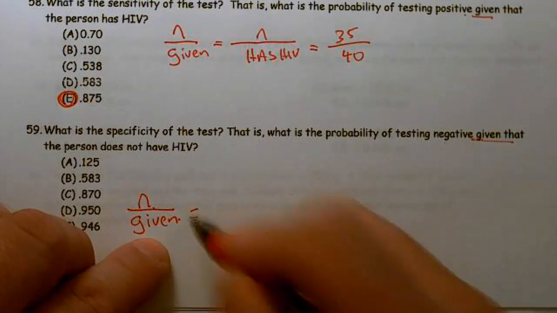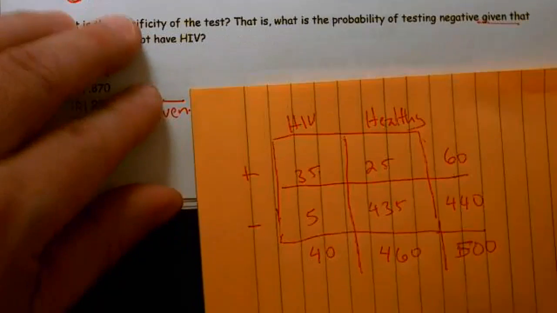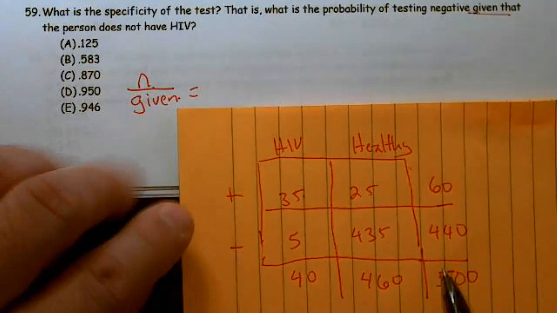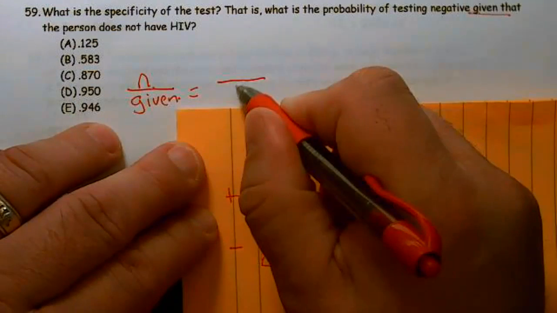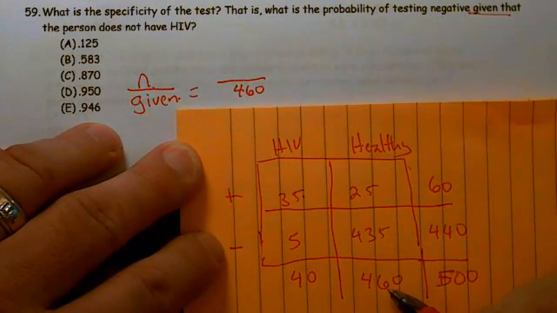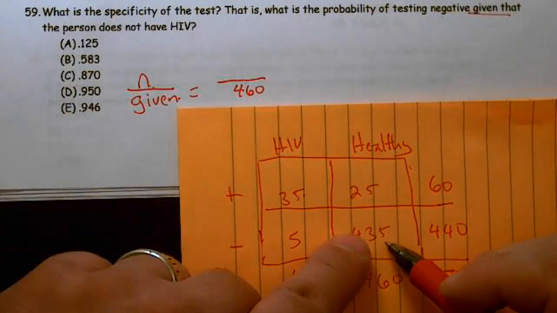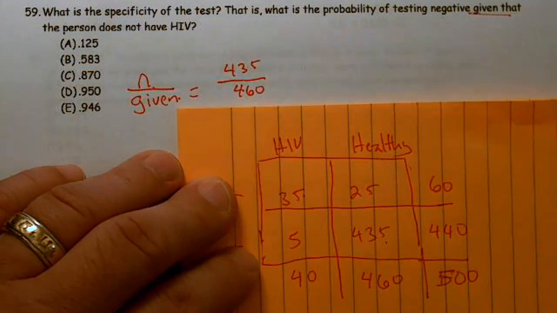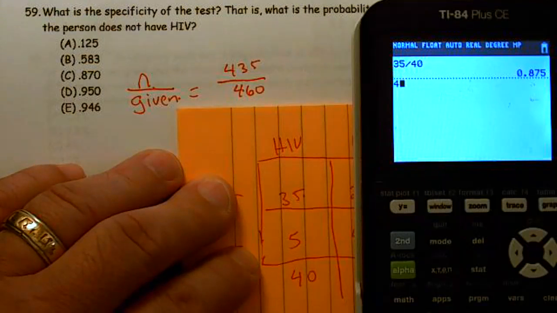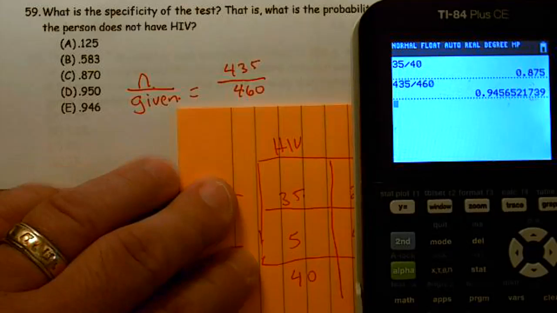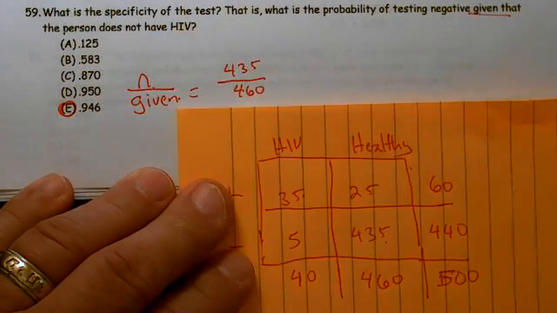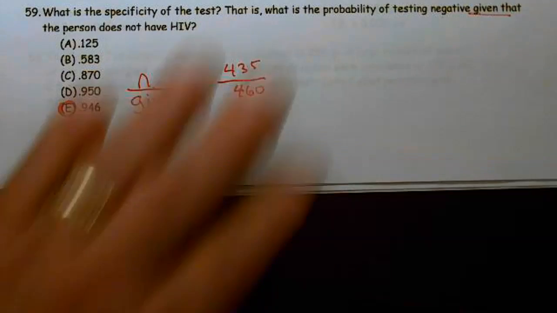So how many people did not have HIV? Well, it turns out 460 of them were healthy. 460 were healthy, so that's our denominator. And the intersection of healthy and testing negative is 435. So this is going to be 435 over 460. So 435 divided by 460, 0.946, which happens to be letter E. Okay. All right, number 60.